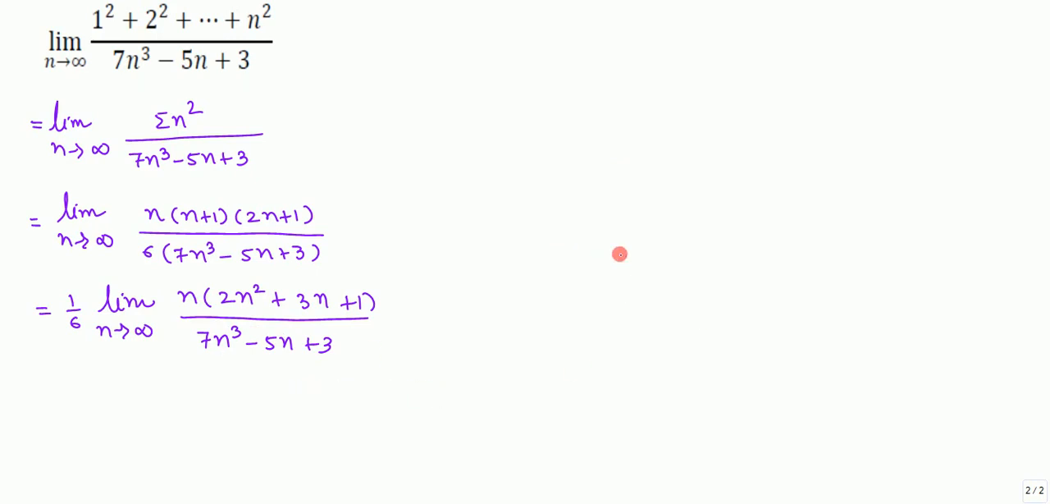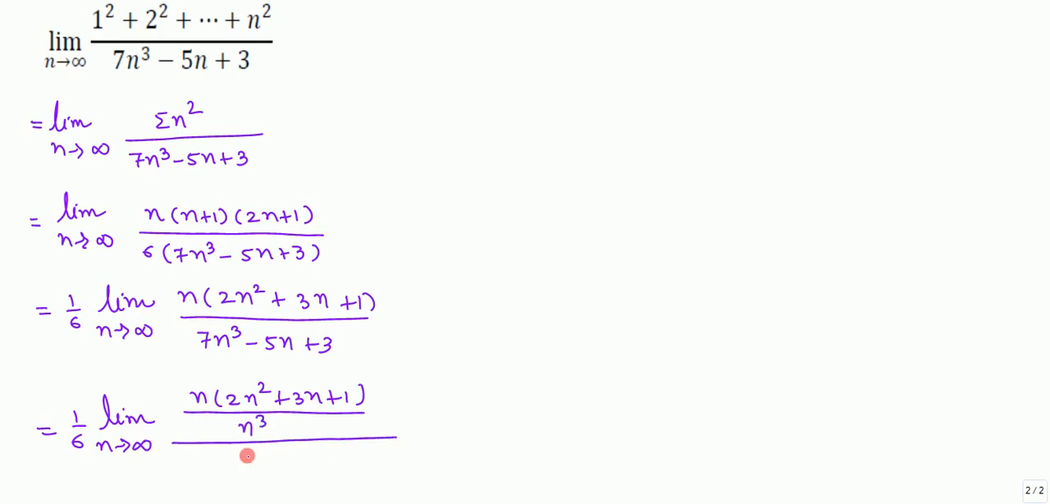So dividing numerator and denominator by n cube, it equals 1/6 limit n tends to infinity, n into 2n square plus 3n plus 1 divided by n cube, whole divided by 7n cube minus 5n plus 3 upon n cube. Okay, now dividing each term by n cube, we will get 1/6 limit n tends to infinity.